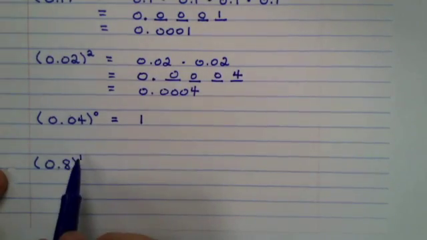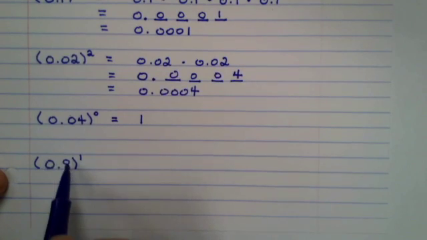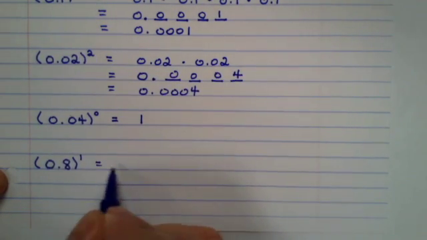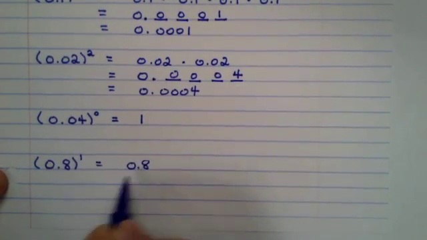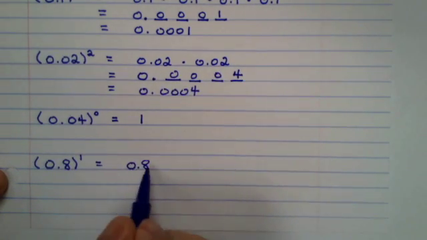My next example. Anything raised to the 0 power is 1. The exponent on the outside tells me how many times I multiply what's on the inside. 0.8. There's only 1. Then that's my answer.